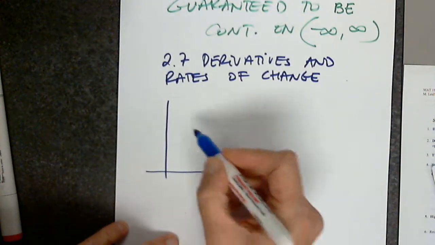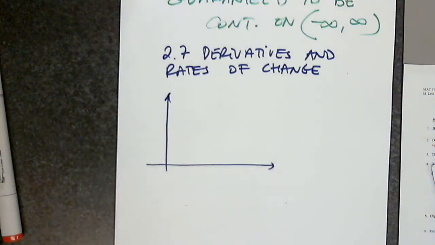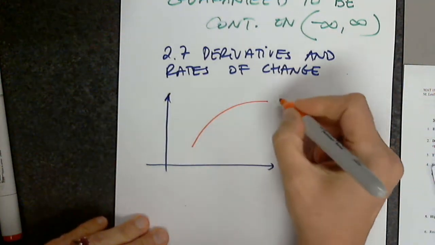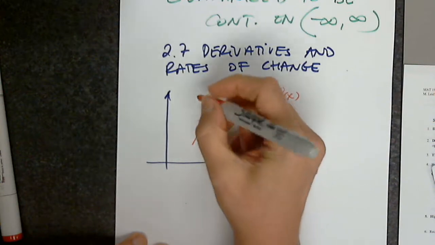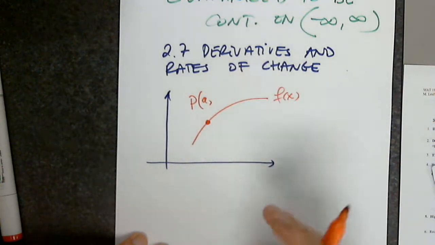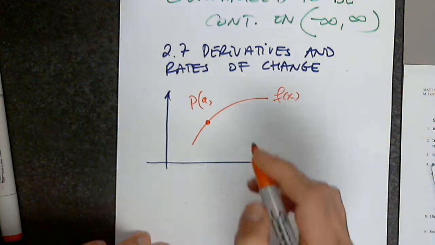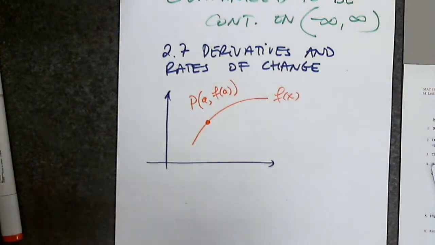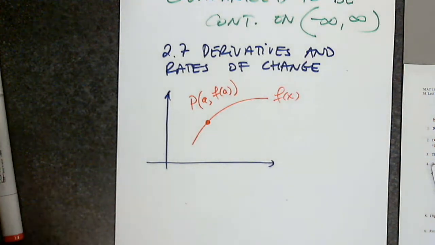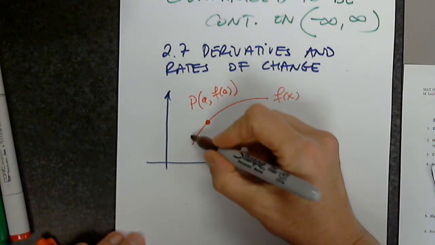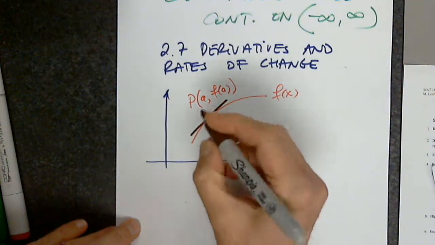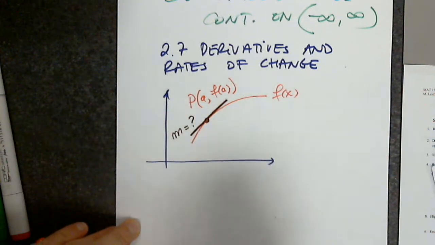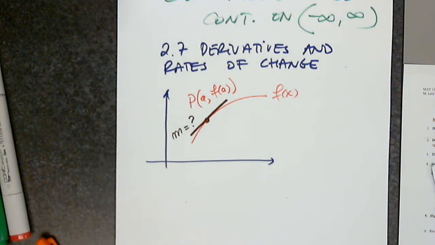You're probably already tired of this little graph that I keep going back to all the time. Okay, here's a function f of x. And here's a point, and this point is P, (a, f(a)). Its x coordinate is a, of course. And I would like to determine the slope of the tangent line to the graph of f at P. This is my question.